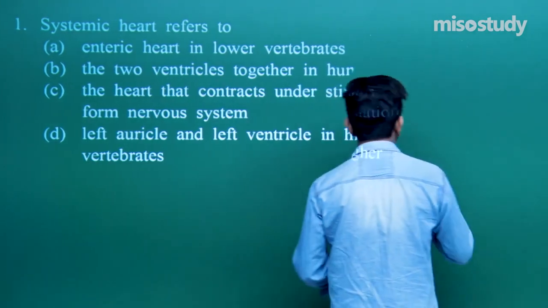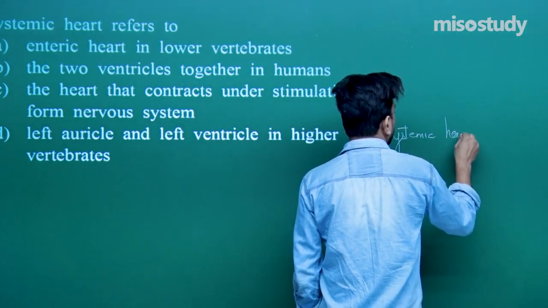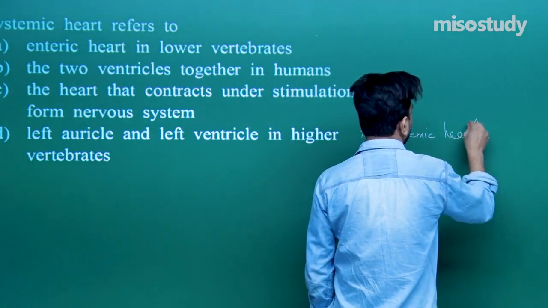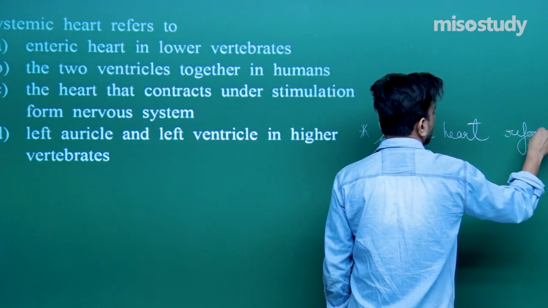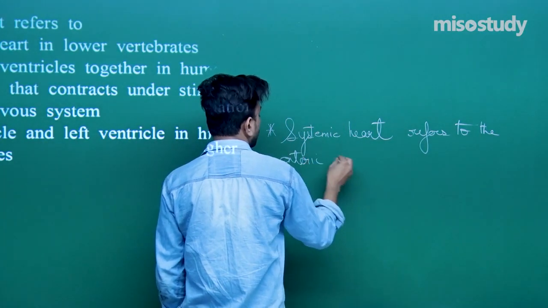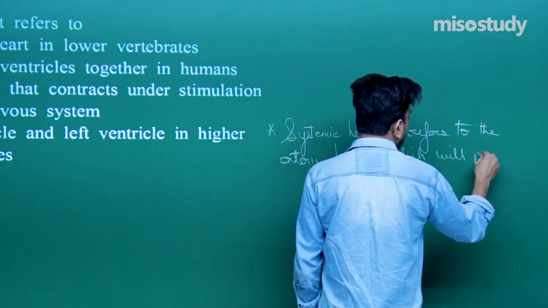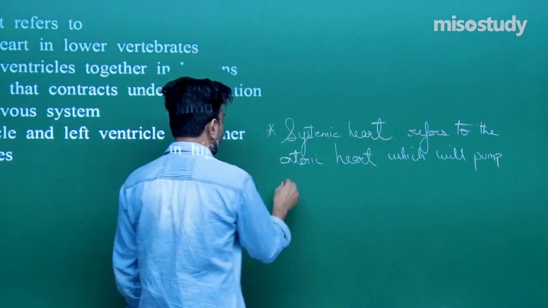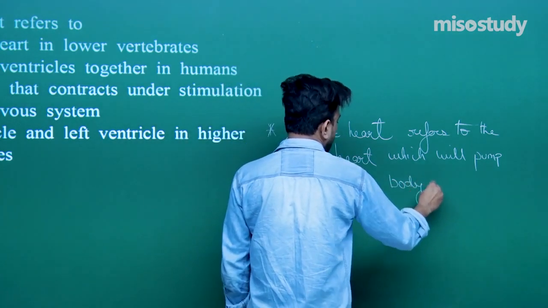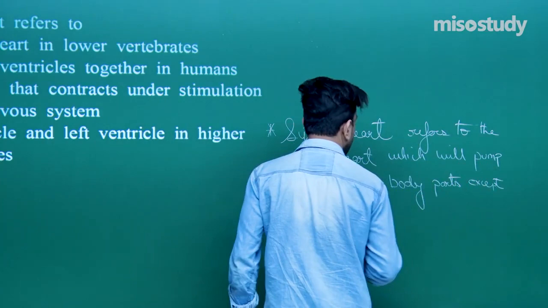So what we can write is: systemic heart refers to the enteric heart, which will pump blood to all the body parts except the lung, and that's what we're saying, right? Except the lung.